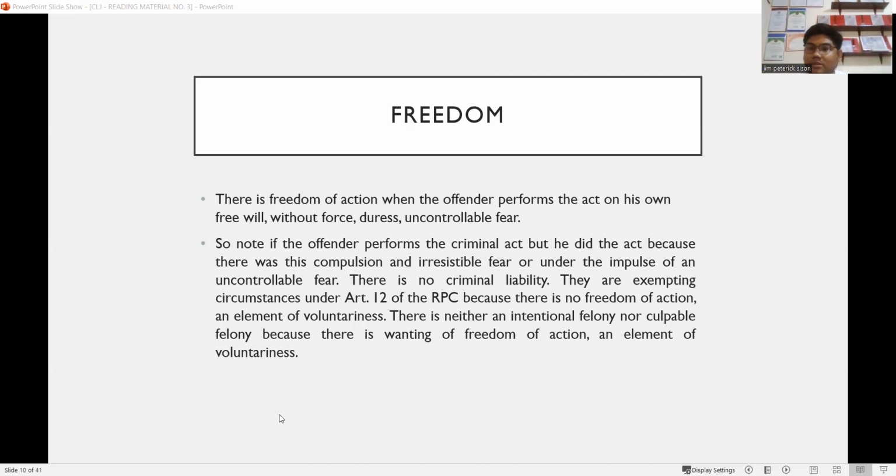They are exempting circumstances under the Revised Penal Code because there's no freedom of action. Gi-force man siya to commit a crime because if he will not do so, he will be killed. So the accused became a mere instrument of the crime. Kaya wala siya freedom of action, napugos na siya mag-commit. Otherwise, he will be killed. Okay? So there is neither an intentional felony nor a culpable felony because there is no freedom of action, an element of voluntariness.